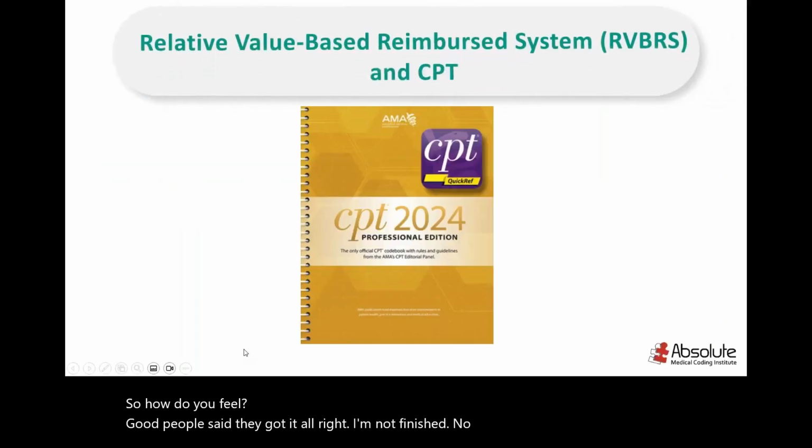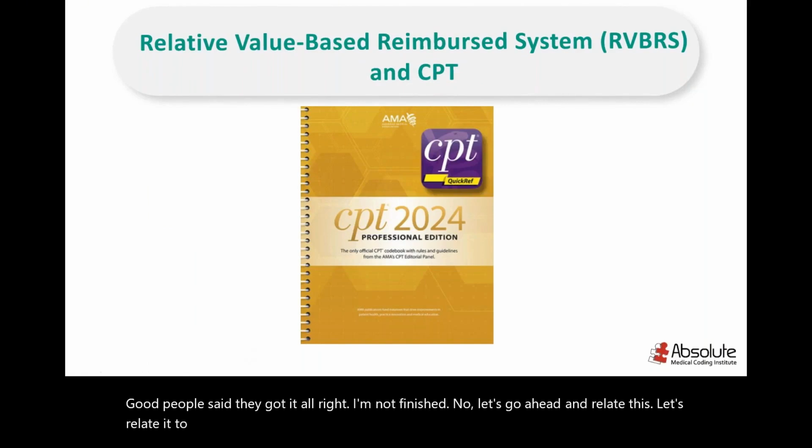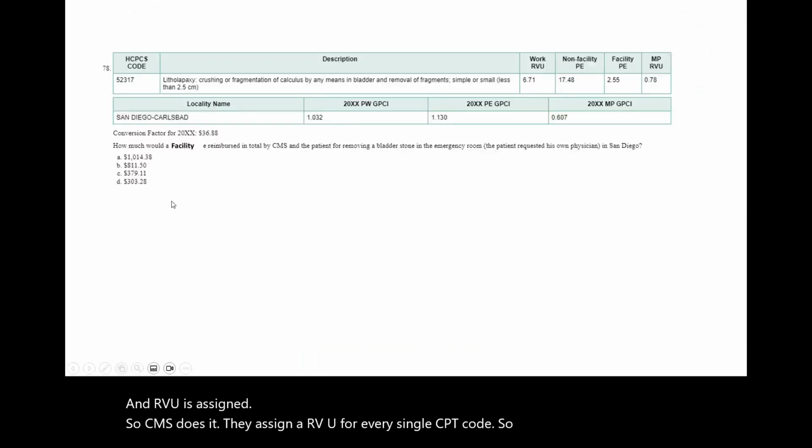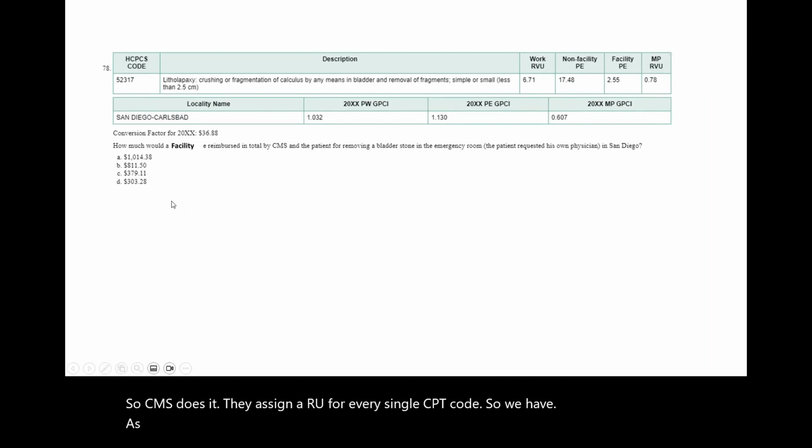No, let's go ahead and relate this. Let's relate it to CPT. For each CPT code, each of those three components, the WE, the PE, and the ME, an RVU is assigned. Yeah, so CMS does it. They assign an RVU for every single CPT code. So we have a scenario.